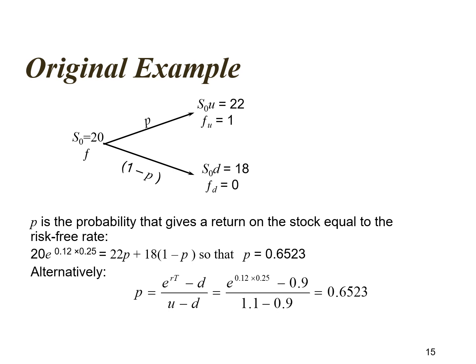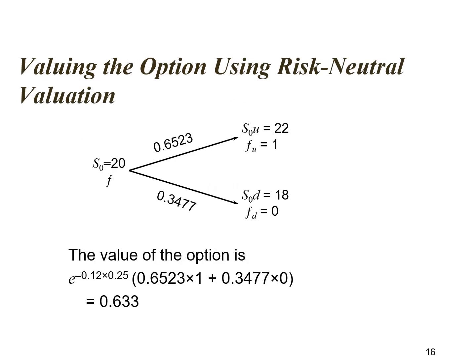You can also calculate the value of P from the formula P equal to e raised to the power of RT minus D divided by U minus D. So you get the same value, which is 0.6523. This is how you calculate the probability using the formula and the binomial tree which you are referring to for calculating the probability of movement of the share price. Now you have calculated the value of P.